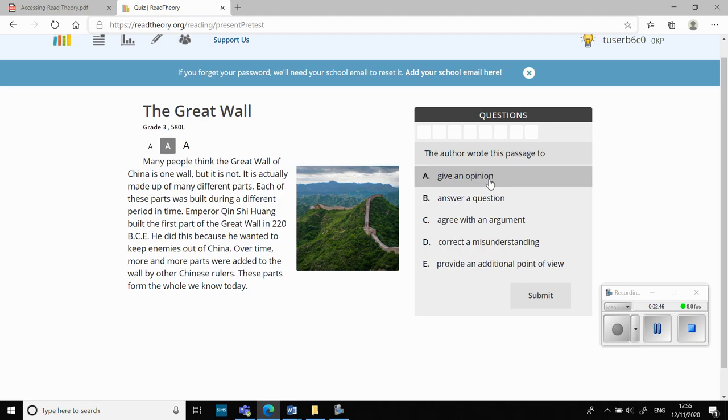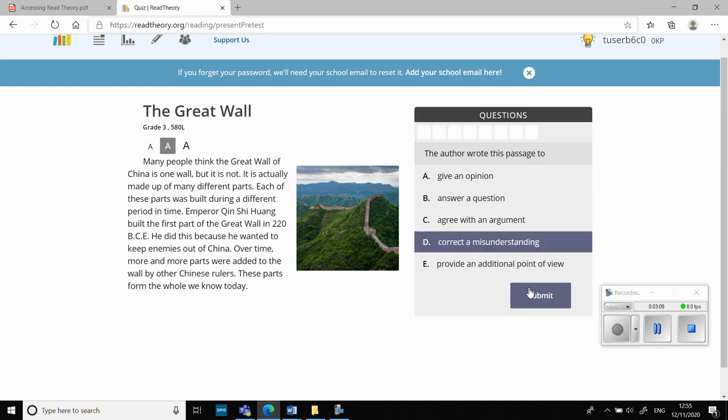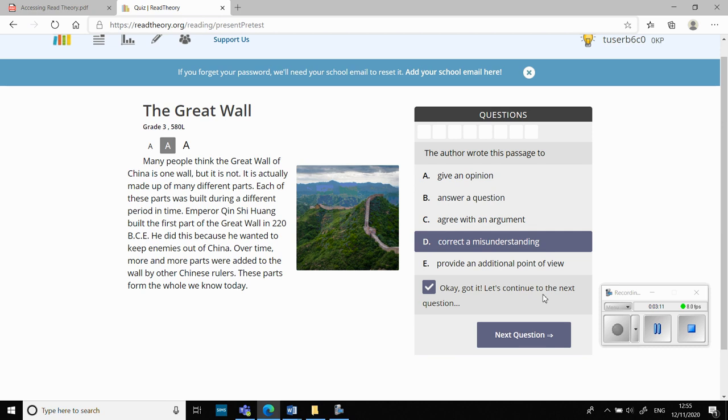So I have to think through what I think the answer is to that, by looking back at the text. I'd always read the text first and then think through what I think the answer is, and then you put your answer in. And I think it's to correct a misunderstanding, because at the start it says many people think the Great Wall of China is one wall, but it is not, and then it explains why it is not. Okay, so I think that's the answer to the first one. I submit that, and it says, okay, let's continue to the next question.